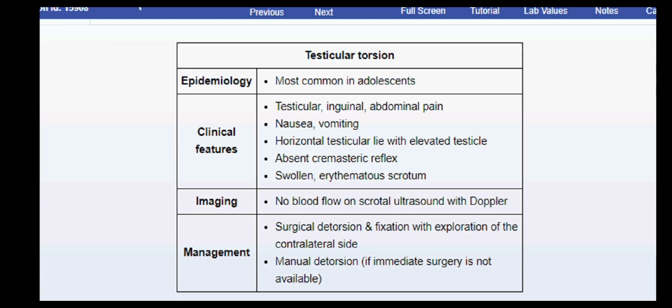What is the management? Surgical detorsion and fixation with exploration of the contralateral side. Always look at the other side, not just fix the rotated one. If no surgery is available, we can do manual detorsion, but the best one is surgery.